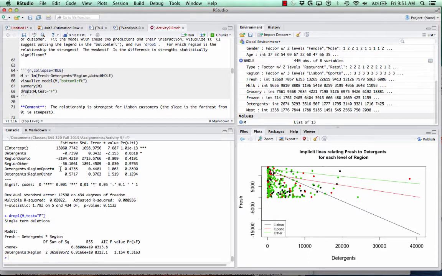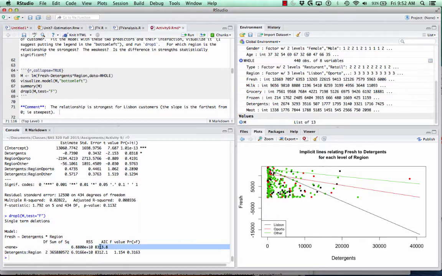If it was just a 2-level categorical variable, we could just look at the p-value of the interaction term. But now these p-values of the interaction terms are just comparing the strength of the relationship for the variable represented by the indicator, so Oporto, versus the reference level. So we don't see any statistically significant difference between Oporto customers and Lisbon customers, but we want to know if there's an overall difference in strengths.